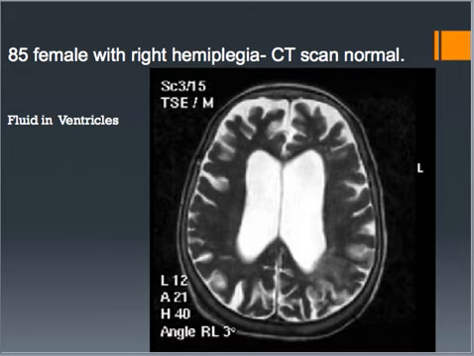This is an 85-year-old female patient with right hemiplegia. So hemiplegia is muscle weakness or paralysis on one side of the body. This patient had a CT scan prior to this MRI and it was actually normal. So, depending on what we're looking at, sometimes it's better to have an MRI versus a CT scan. But this patient actually has fluid in the ventricles. That's what the white is here.